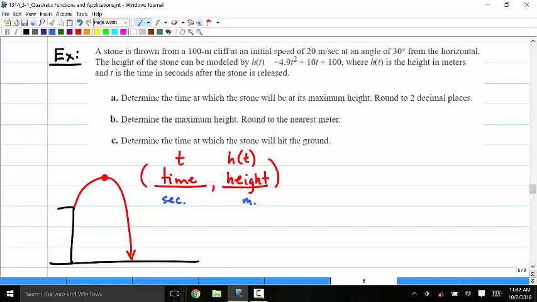Okay, the stone is thrown from a 100-meter cliff. So this cliff is 100 meters high. The height of the stone is modeled by, okay, here we go: height equals negative 4.9 t squared plus 10t plus 100.